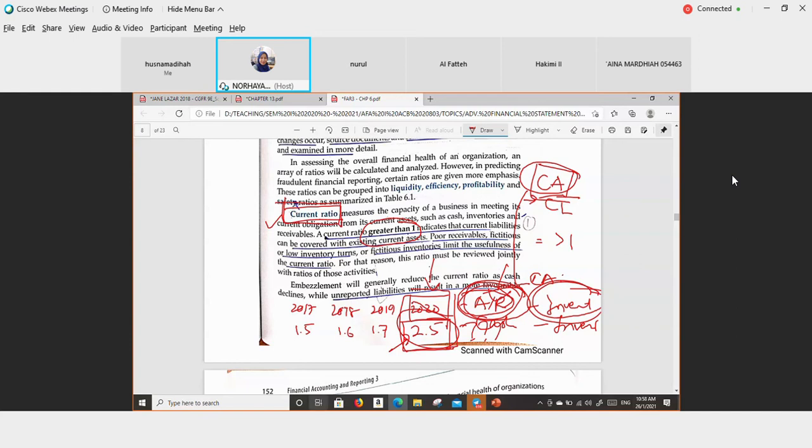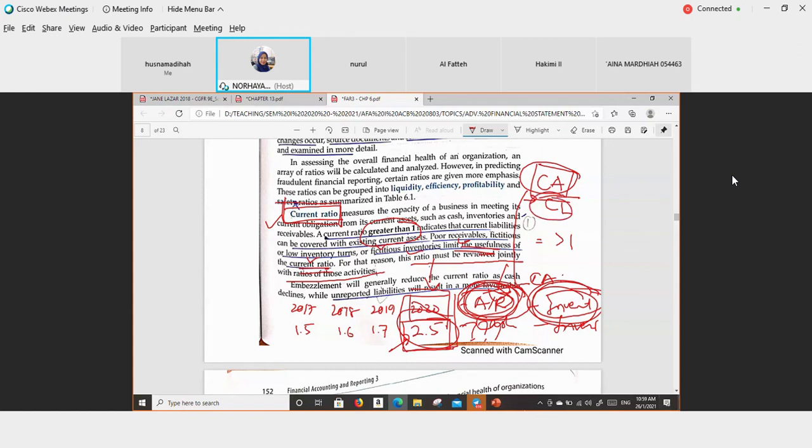Current ratio greater than 1 indicates that current liability can be covered by existing current asset. Fictitious receivable, or low inventory turns or fictitious inventory limit the usefulness of the current ratio. For that reason, the ratio must be reviewed jointly with ratios of activity. So dia akan check, dia akan zoom dekat item dalam tu. Embezzlement will generally reduce the current ratio, such as declines or unreported liability. Mungkin dia tak report liability ke.